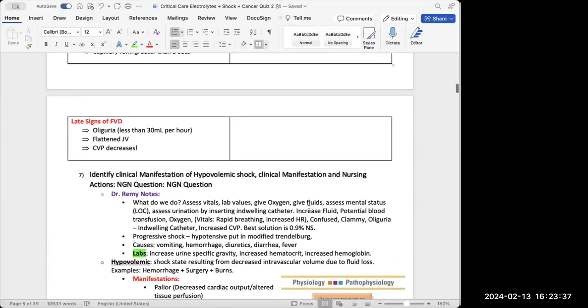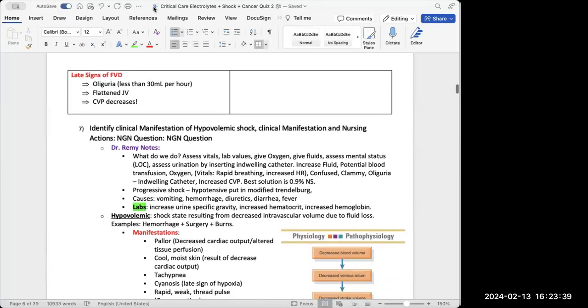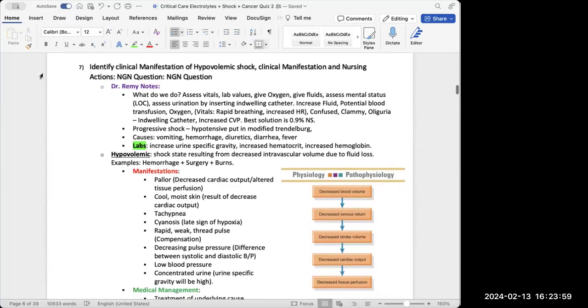So I hope that helps with understanding, as well as just knowing that in Dr. Remy's slides, it said that the three signs of fluid volume deficit that would be indicative of later or worsening signs would be oliguria, the flattened JV, and the CVP decreasing. Are there any questions on that stuff?